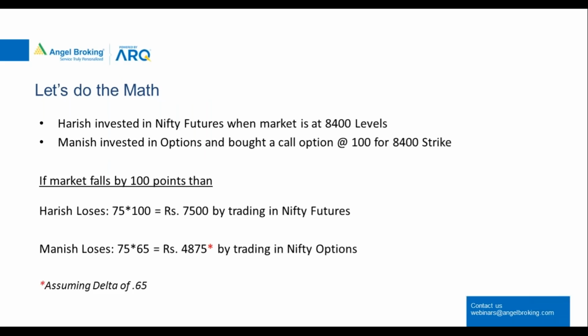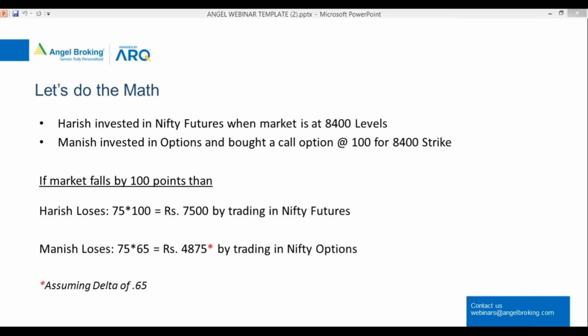So now let's take an example. This will clarify the points which I have raised and help you understand even better. We have two gentlemen here. One is Harish. Harish has invested in Nifty futures when the market is at 8,400 levels, whereas Manish has invested in options and he has bought a call option at 100. So the premium is 100 for an 8,400 strike. Now if the market falls by 100 points, what happens?